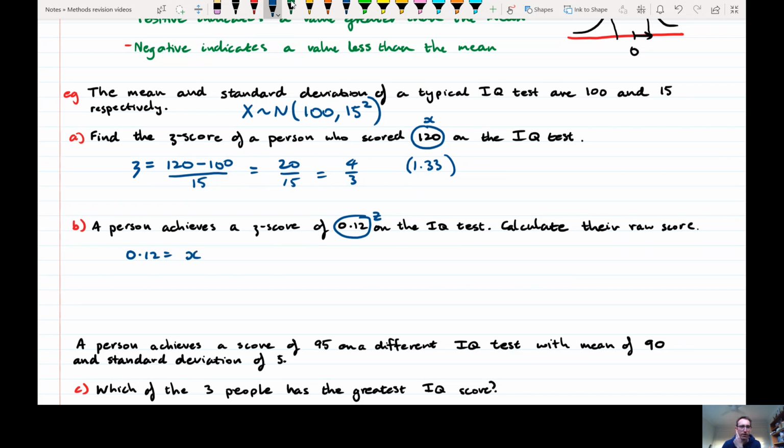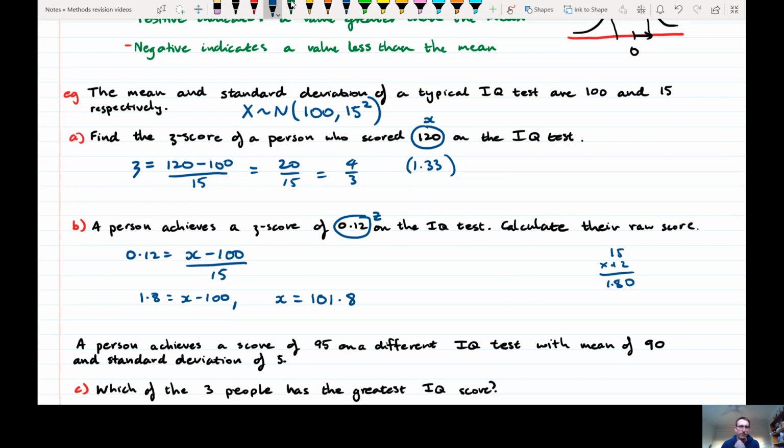The x value we don't know. We're going to try to solve for that, but we do know mu and we do know sigma. So we multiply across 15 times 0.12. You can do 15 times 12, which comes up with 180. And we have 0.12, so you have 2 decimal places, so it's 1.8 there. So therefore, the score for the IQ test was 101.8.